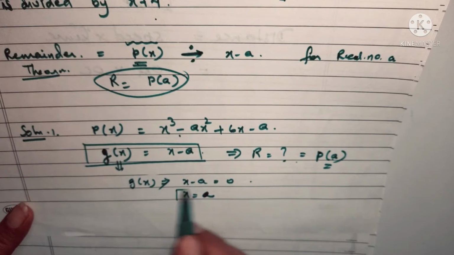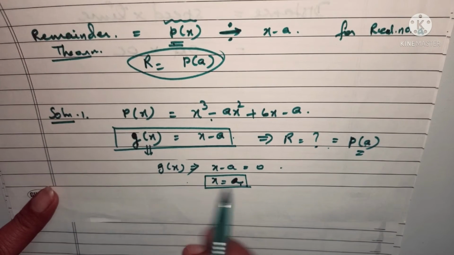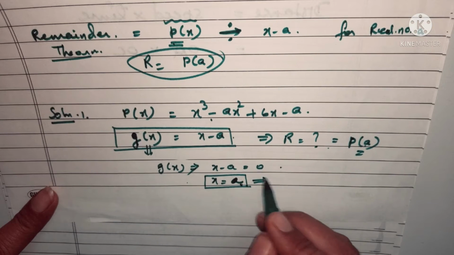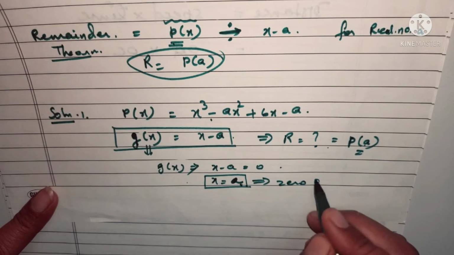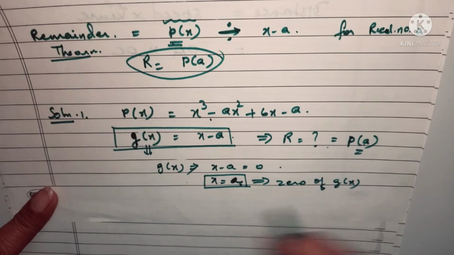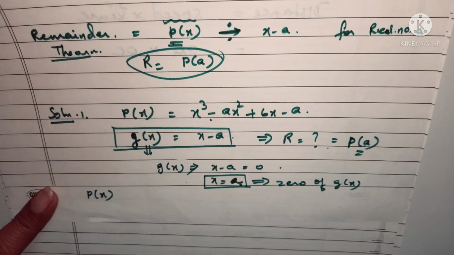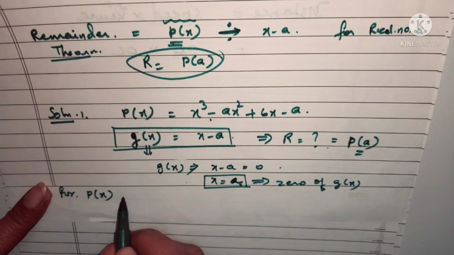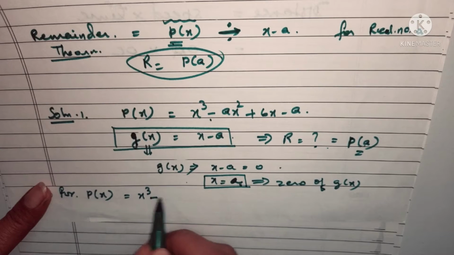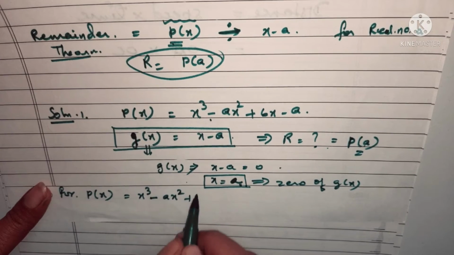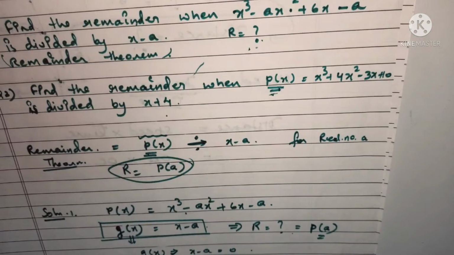So you are going to put the value of x as a and then get the value of the remainder. We have taken out the zero, which is actually the zero of g(x). Now we are going to get the value of p(x). For p(x) you will write here, p(x) is equal to x cube minus ax square plus 6x minus a.